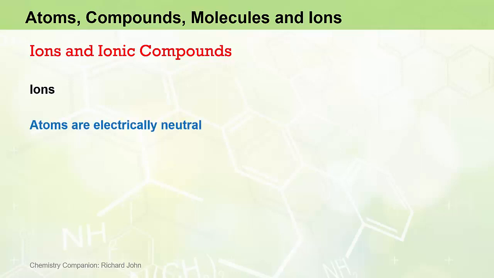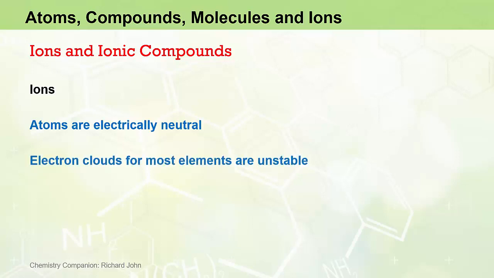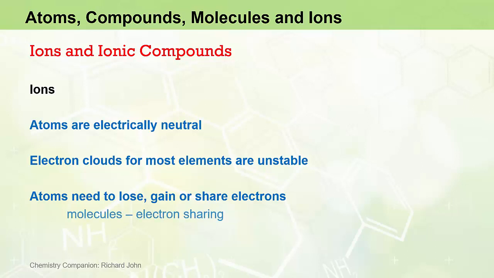We've seen that atoms are electrically neutral. They contain the same number of protons and the same number of electrons, and so overall have no net electrical charge. It turns out, however, that the electron clouds surrounding the nuclei of most elements are unstable, and atoms typically need to lose, gain, or share electrons so that their electron cloud has an arrangement or configuration that makes it stable. For molecules and molecular compounds, we've seen that electrons need to be shared between these atoms to gain a stable electron cloud. In the formation of ionic compounds from neutral atoms, electrons are transferred between atoms.